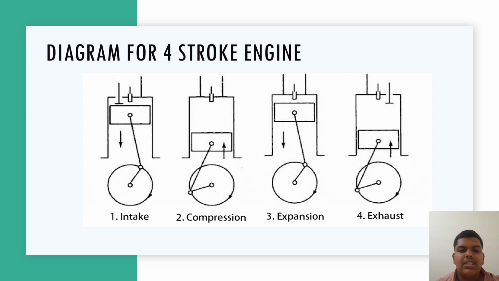Diagram for four-stroke engine. The first figure shows the intake, the second shows compression, the third shows expansion, and the fourth shows exhaust.